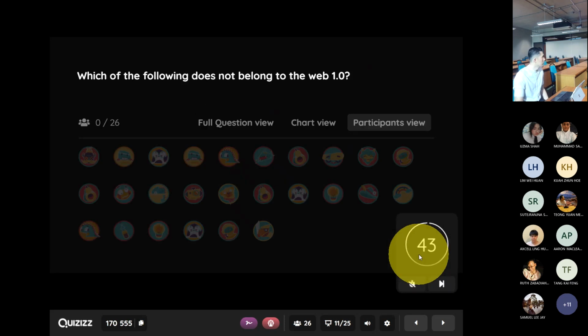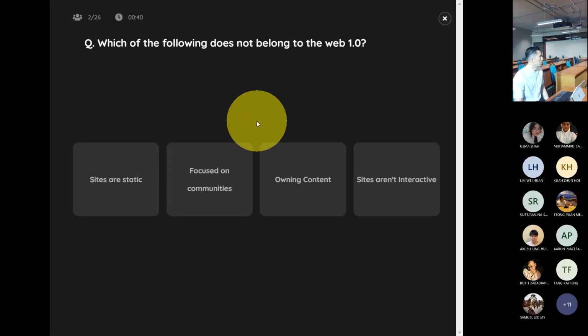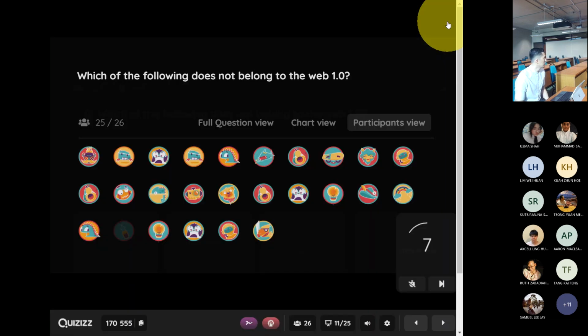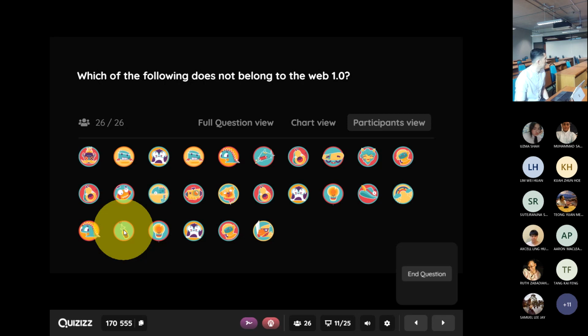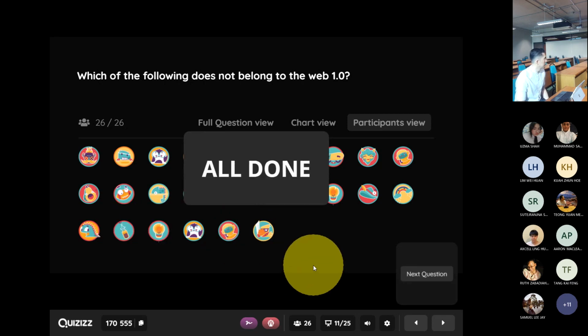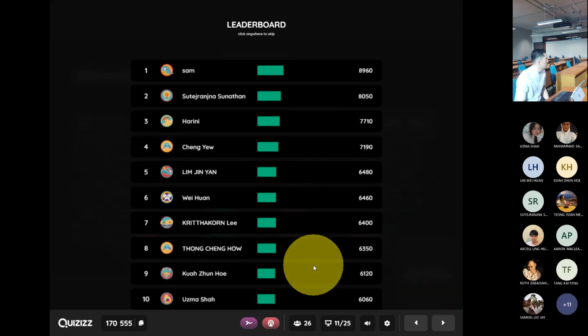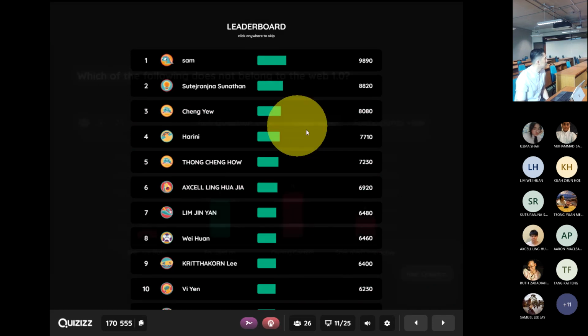Next question. Which of the following does not belong to Web 1.0? Which of the following does not belong to Web 1.0? Okay, one more person missing. Who's this? All right, done. Okay, a quick view of your leaderboard. Some changes in the top 5.